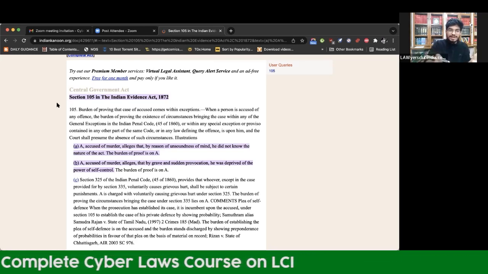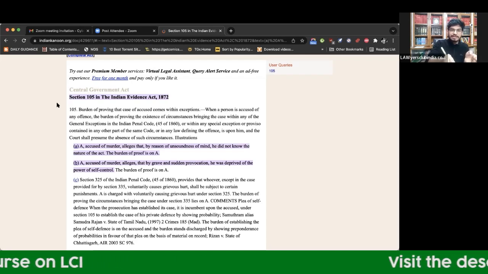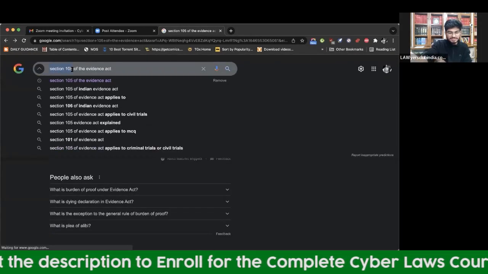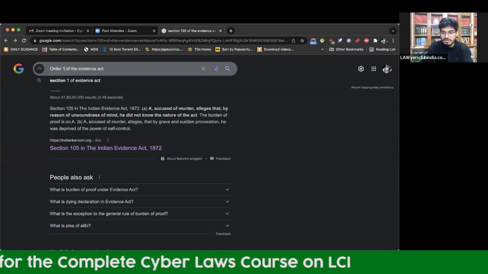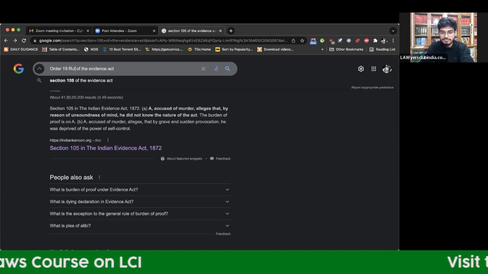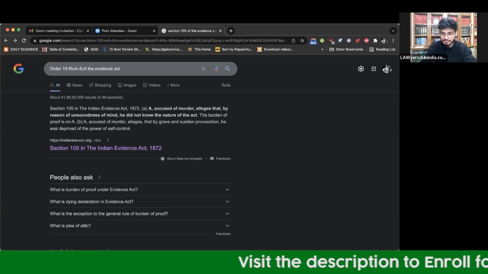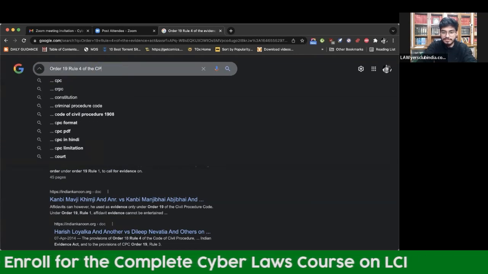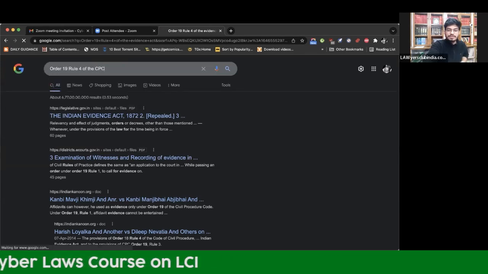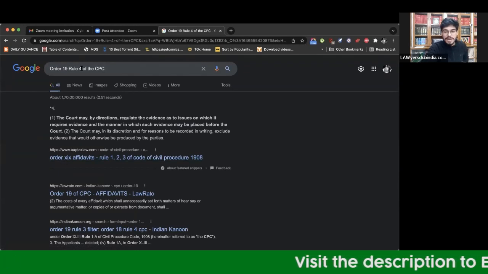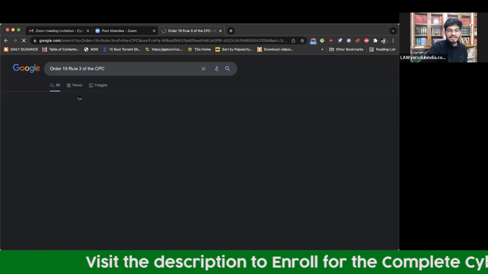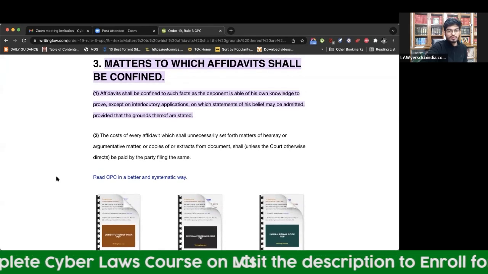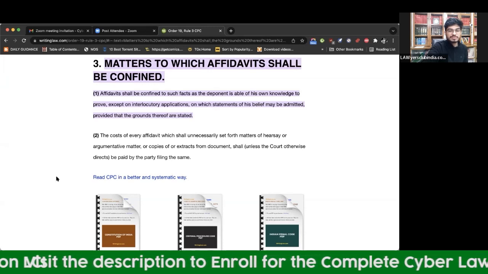That is it. You'll find the relevant provision in Order 19, Rule 4 of CPC, where you'll find that the person, when he's bringing an affidavit, has to do it according to... just let me check if it is knowledge or belief. Okay, seems like suddenly Order 19 has slipped off my CPC. Okay, got it. So this is not Rule 4, this is Rule 3, sorry. Matters to which affidavit shall be confined. It says an affidavit shall be confined to such facts as the deponent is able of his own knowledge to prove, except on interlocutory applications on which the statement of his belief may be admitted.